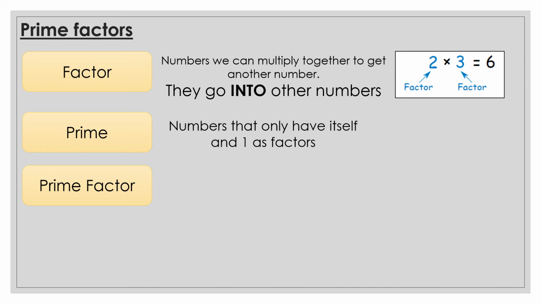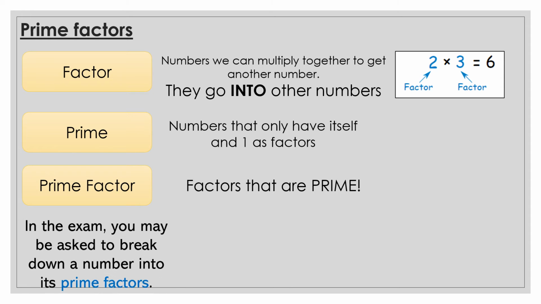So a prime factor is combining both of these together. They're numbers that go into another number, but they are also prime. So prime factors are factors that are prime. Kind of makes sense, doesn't it?